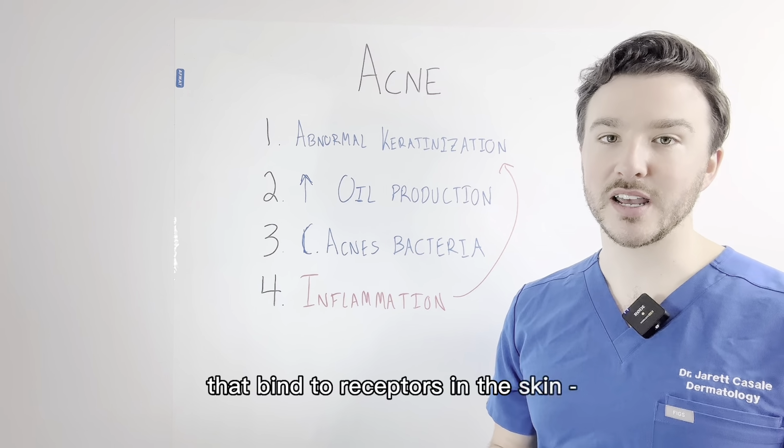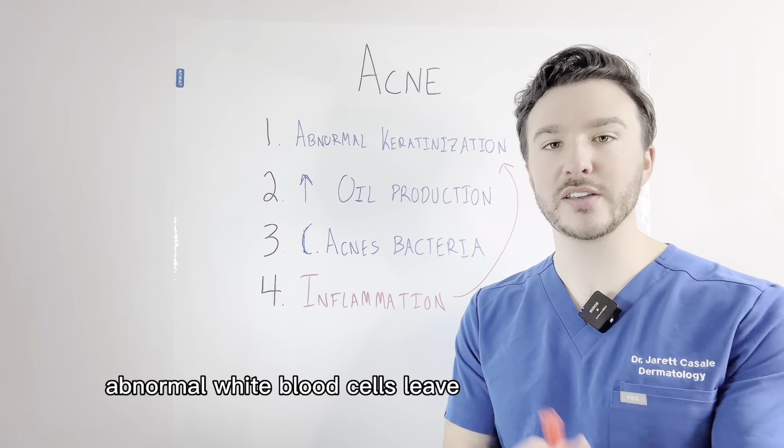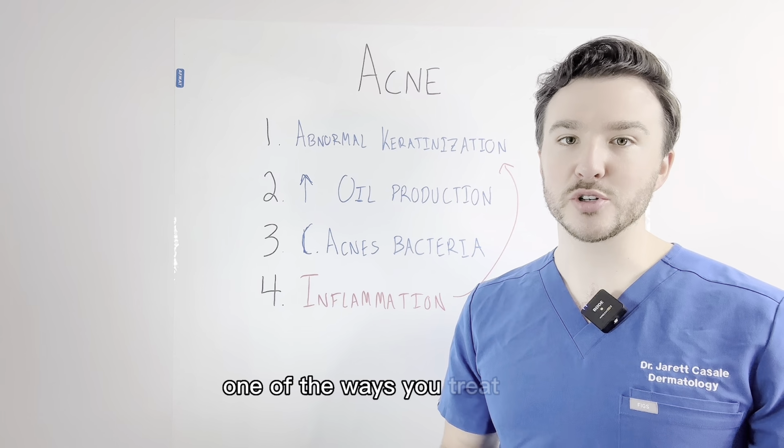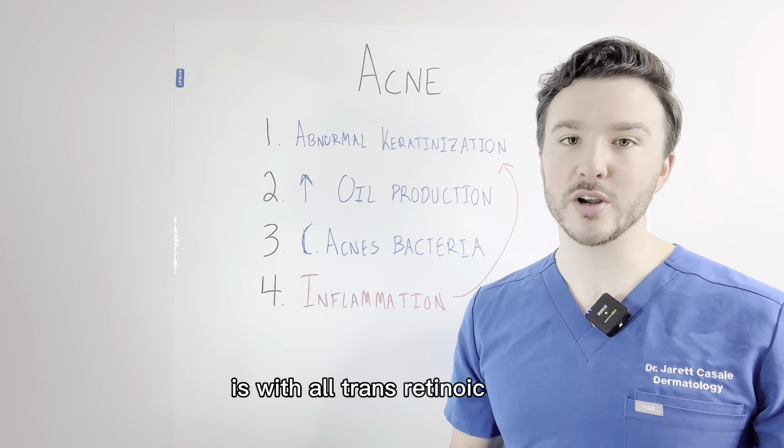Quick little aside, this is a really cool story. I learned this when I was a medical student. There is a condition called acute promyelocytic leukemia. So this is a cancer of the white blood cells in which basically abnormal white blood cells leave your bone marrow and go into your blood and wreak havoc. One of the ways you treat this is with all-trans retinoic acid.